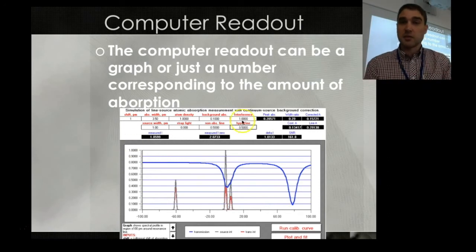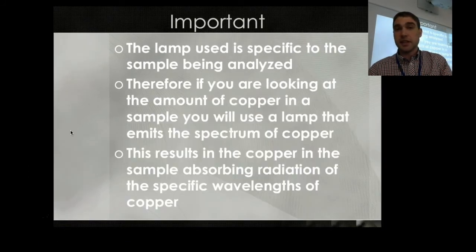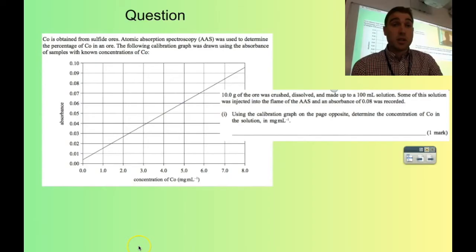If we have a look at this one here, we can see we have an absorbance number, and that's the number that you could record. It's important to note that the lamp you use has to be specific to the sample you're analyzing. If you want to look for copper, you need a copper lamp producing the wavelengths particular to copper, so that any copper in the sample will absorb the wavelengths emitted by the lamp. So let's look at a question.